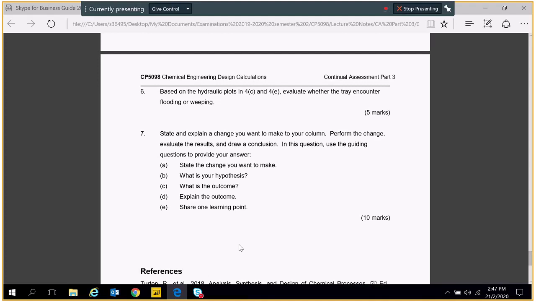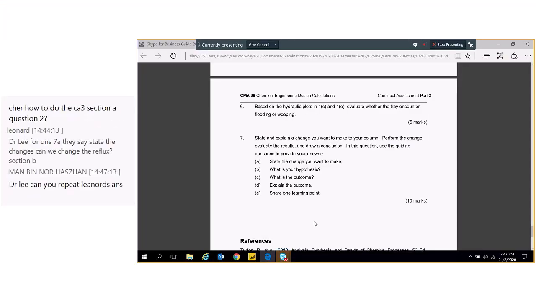So what is your hypothesis? Your hypothesis is that, okay, now I want higher purity. Therefore, I expect the condenser heat duty to increase. I also expect reboiler heat duty to increase. And then once you have this hypothesis, you look at the actual results from your simulation. From there, you know whether your hypothesis is right or not.